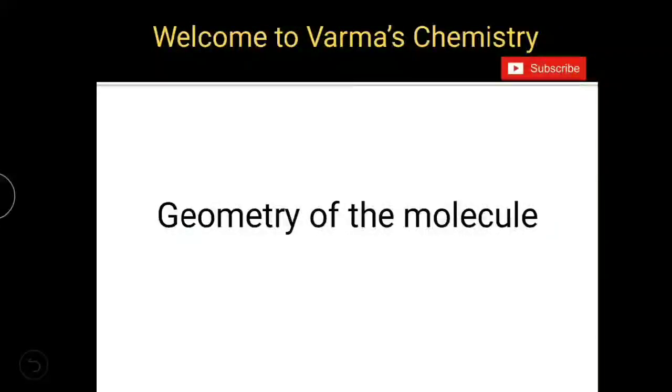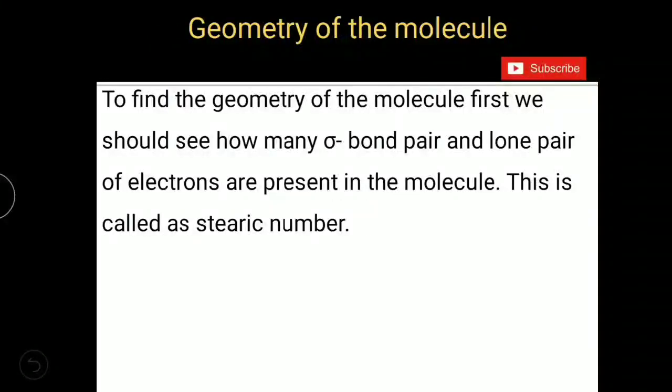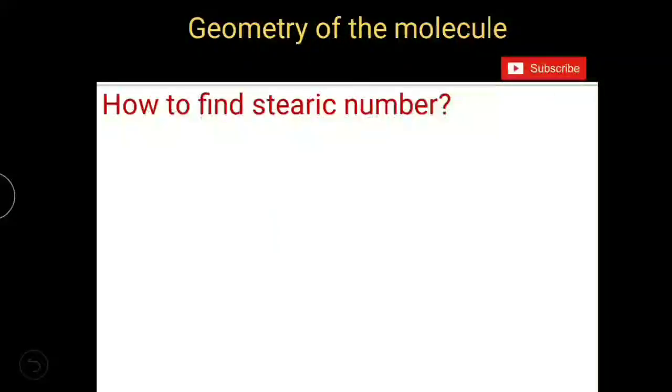This video is about how to find out the geometry of the molecule. To find the geometry of the molecule, first we should see how many sigma bond pairs and lone pairs of electrons are present in the molecule. This is called the steric number. How to find out this steric number?